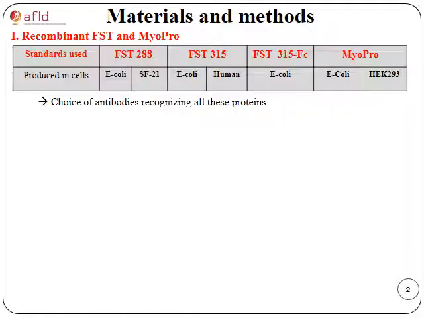In this study, we used the following recombinant follistatin and MyoPro with different glycosylation degrees and produced in different cells. So we purchased the standards most at risk of being used, in particular the protein produced in E. coli, and we used antibodies recognizing all these proteins.